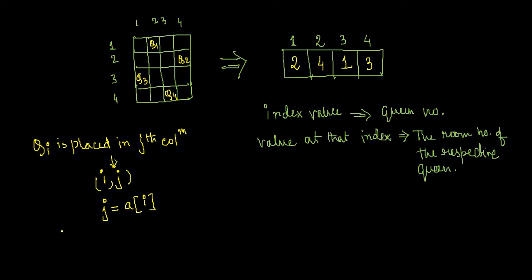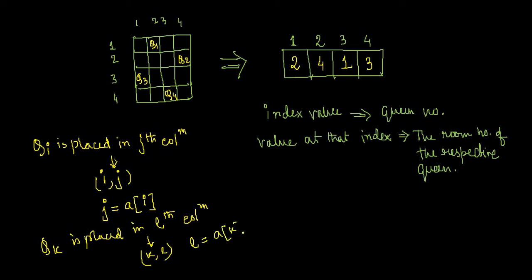Right. Similarly, if we consider queen k is placed in the lth column, that means you can relate this in a two-dimensional view as k comma l, and you can relate this k and l in the sense l equal to A of k, right? And these two things will be important. Why?